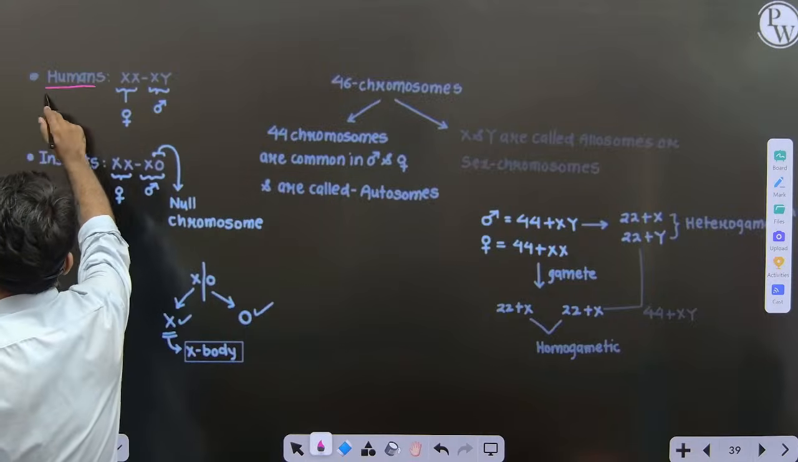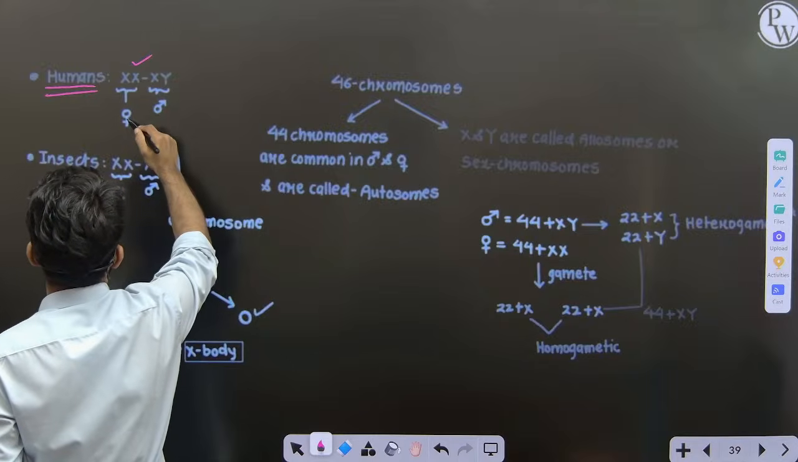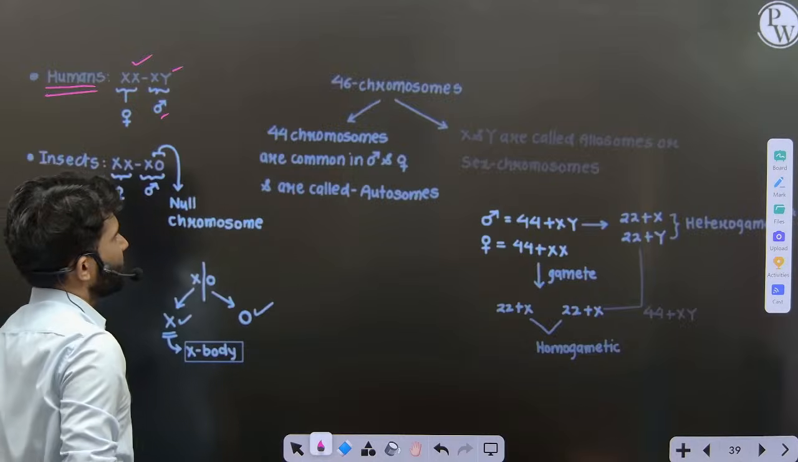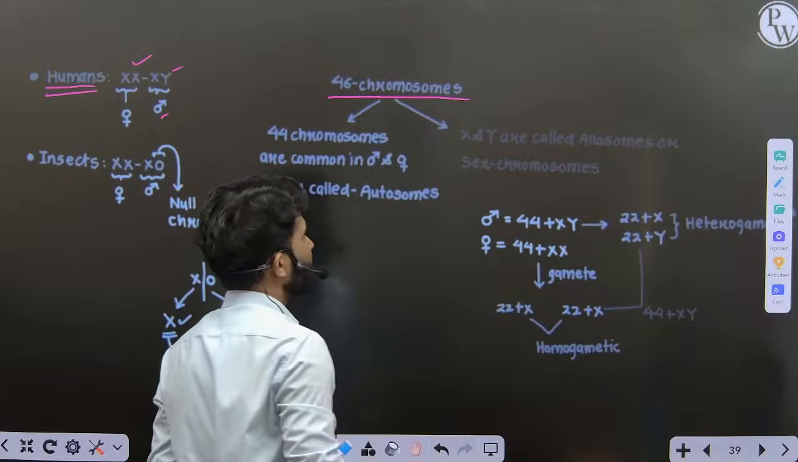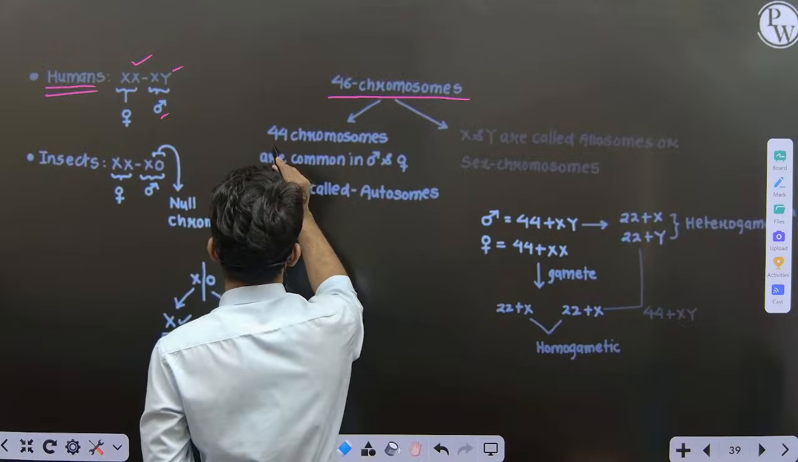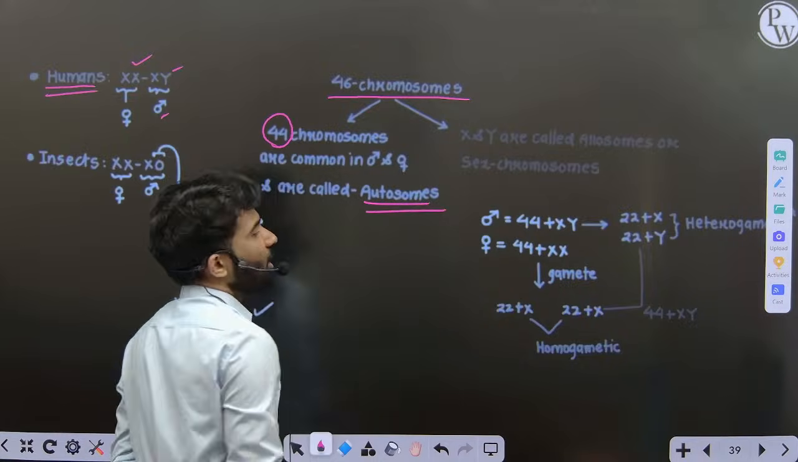In human beings, the XX chromosome pair is present in the female, and XY is present in the male. So how many chromosomes are there in a human cell? There are 46 chromosomes. Among these 46 chromosomes, 44 are called autosomes.